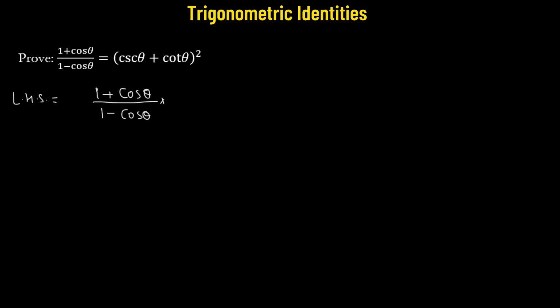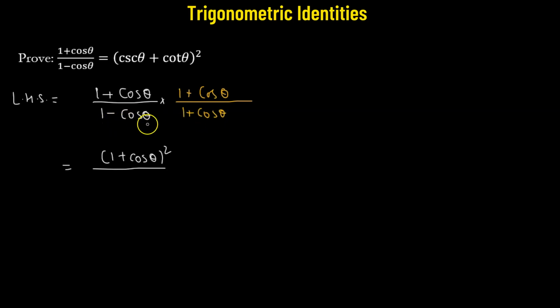So what we'll do, we will multiply the numerator and the denominator with 1 plus cosine theta. Now we will simplify it. So 1 plus cosine theta is multiplied to itself 2 times. So we have 1 plus cosine theta whole squared in the numerator. And in the denominator, we have 1 minus cosine theta times 1 plus cosine theta.